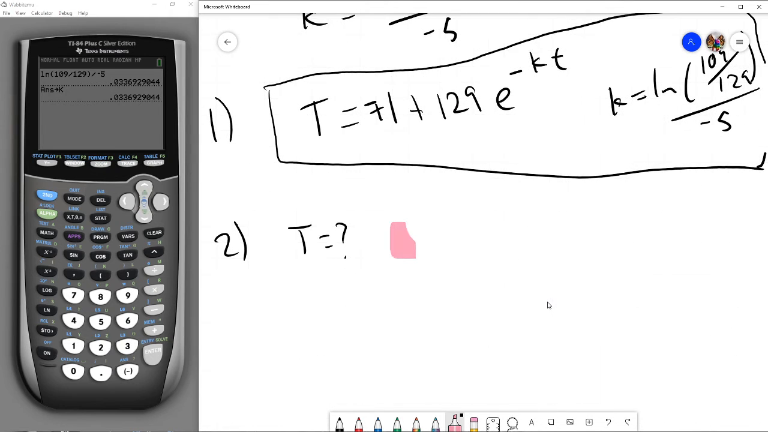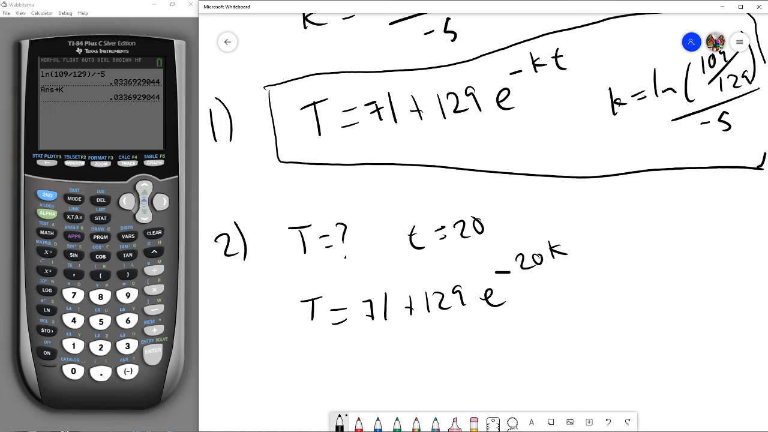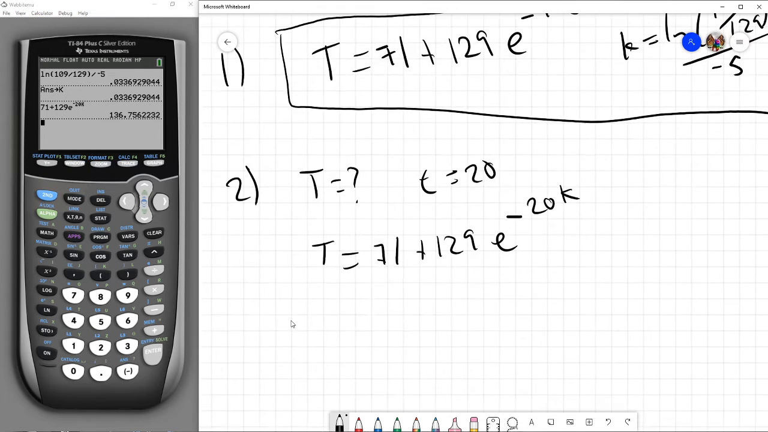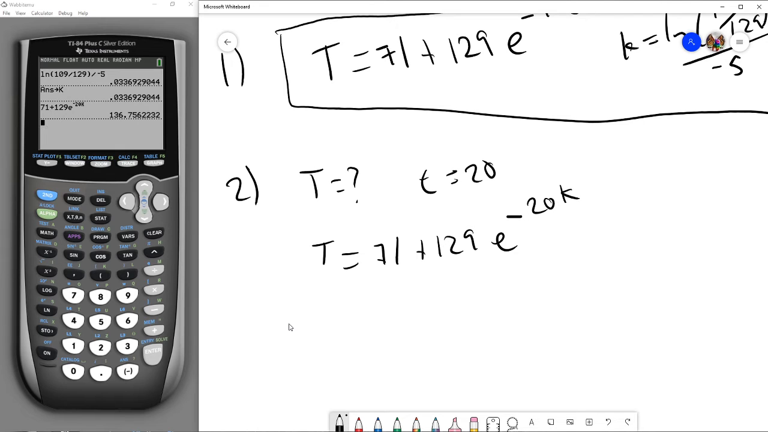So we're told, oops, let's undo that. We need to be writing again. So t is equal to 20. So now we can just set this up. T is going to equal 71 plus 129 e to the negative 20k. So 71 plus 129 e to the negative 20k. That gives us 136 degrees. So after 20 minutes, T will equal 136. We'll just round to one decimal place, degrees Fahrenheit.